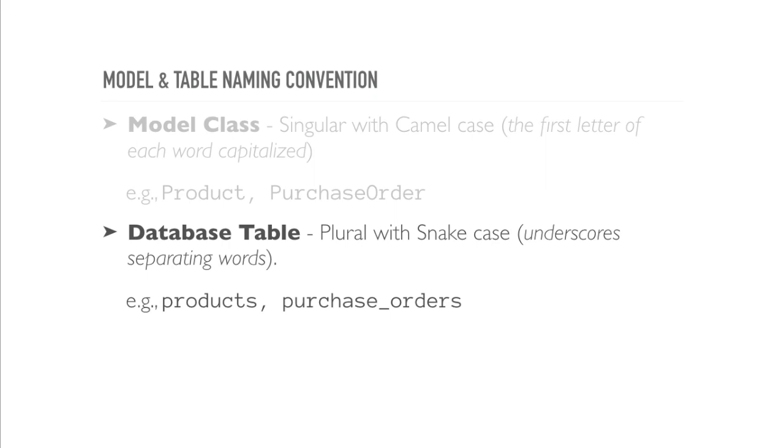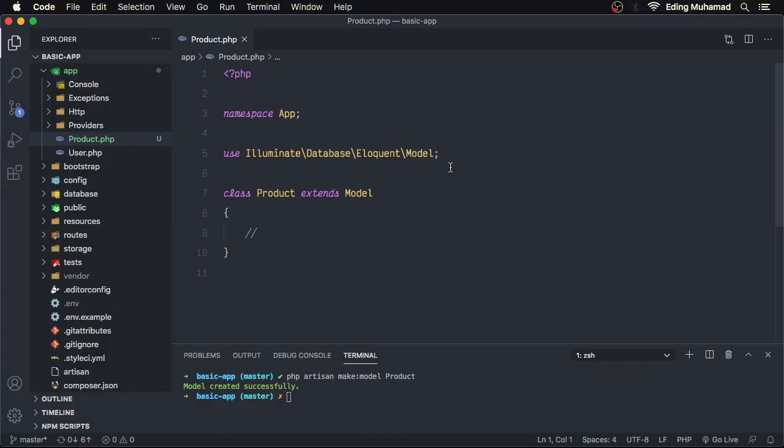So underscores separate the words. Now, just in case, for some reason, you cannot follow the convention in naming your model or table, then in your model you can specify a protected property called table and set the name in here.